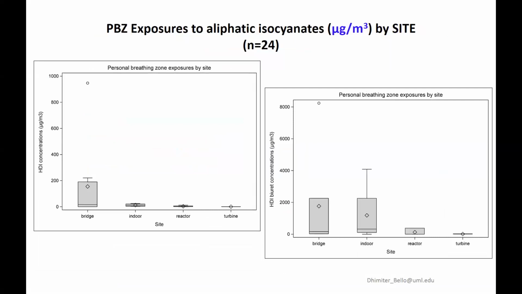Again, looking at distribution of personal exposures as a function of site, whether it's on bridges or reactor domes or wind turbines, so from enclosures to wide open 300 feet above the floor, we see the panel on the left, HDI, and the panel on the right, the biuret. The highest concentrations reach as high as roughly 250 microgram per cubic meter of air in bridges, with a value close to 1 milligram per cubic meter at the very top, the outlier. And then on the right, a similar picture with higher concentrations of the biuret in indoor spray booths.